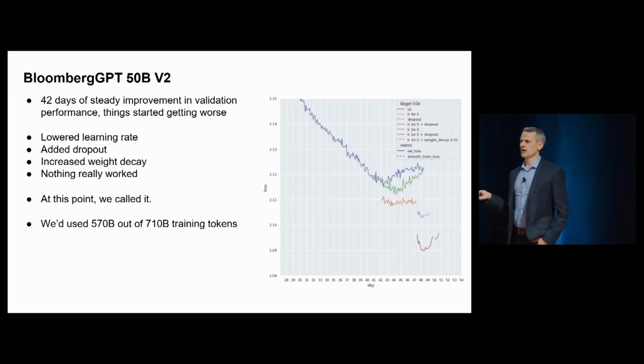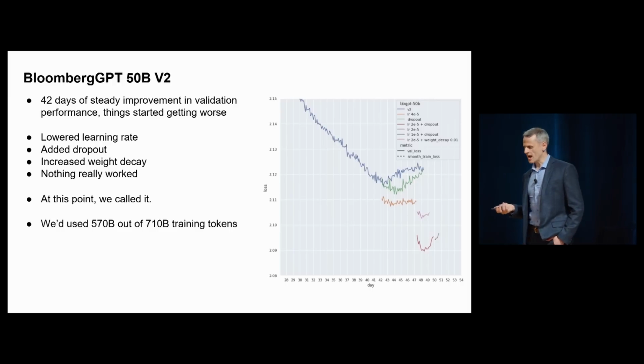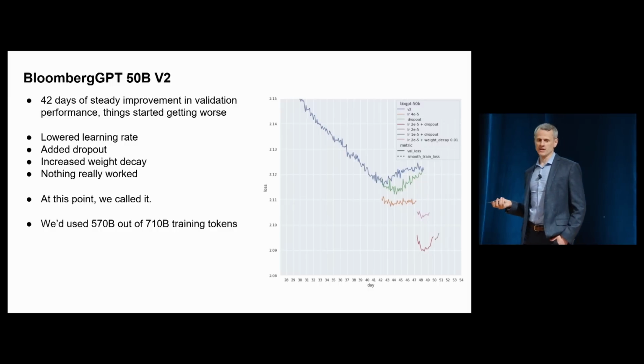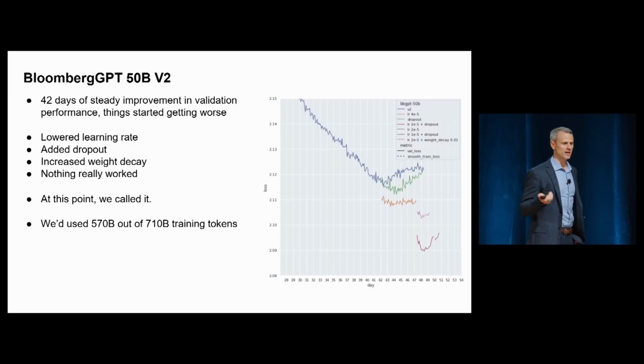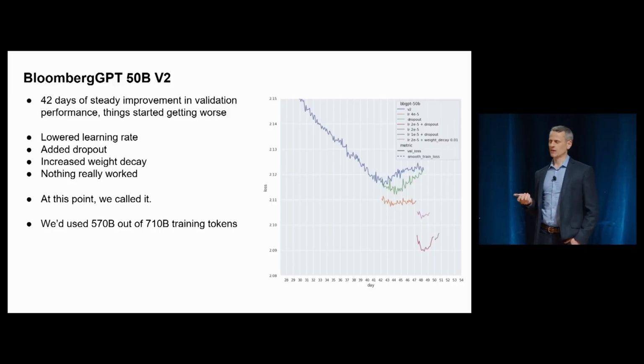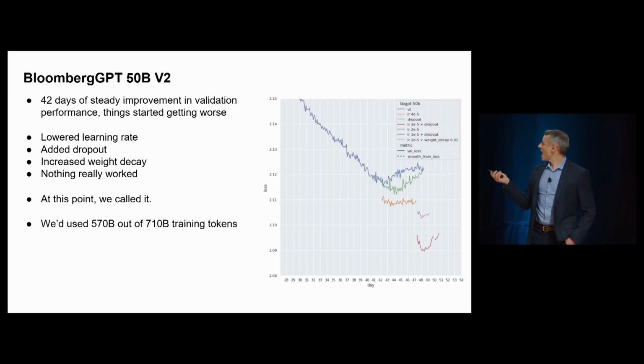But you know what? We tested the model as it was on some downstream tasks. It did rather well. It was already performing at our goal level. And so we called it. We were essentially out of time anyway. We are at the end of our budget and our time constraint. And so that is the end of the story for BloombergGPT training.